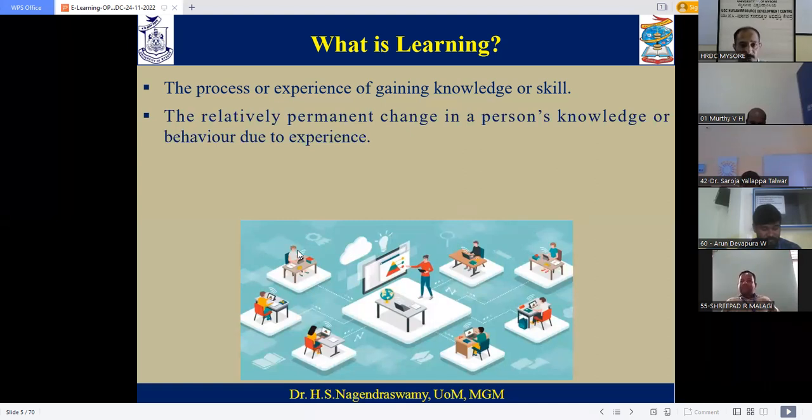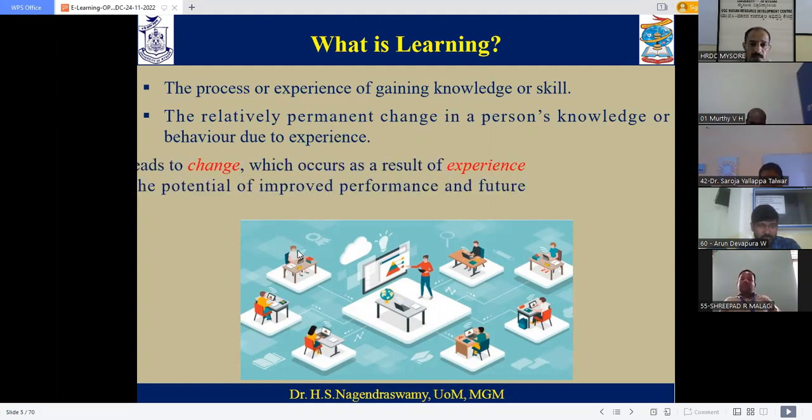It is the relatively permanent change in a person's knowledge or behavior due to experience. When we acquire more and more knowledge and skill, definitely you can expect a kind of change in behavior, right? And that behavior will define the quality of our life, and also the personality of a person. Many times we call it self-discipline. We can get that self-discipline with the experience of gaining knowledge and skill, and with that I think we can showcase our personality in society, right? So that's what learning is.